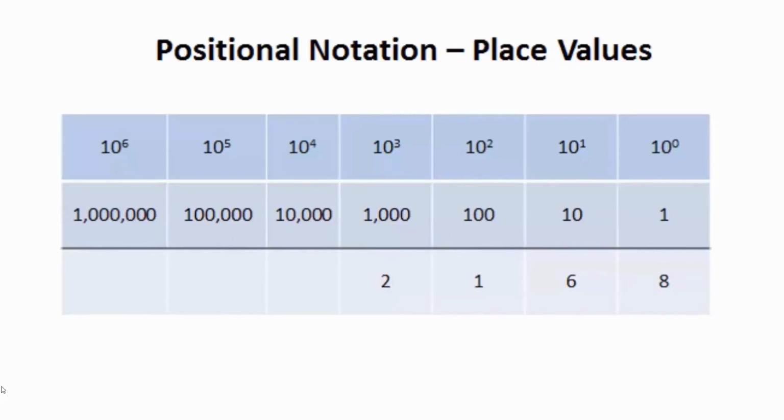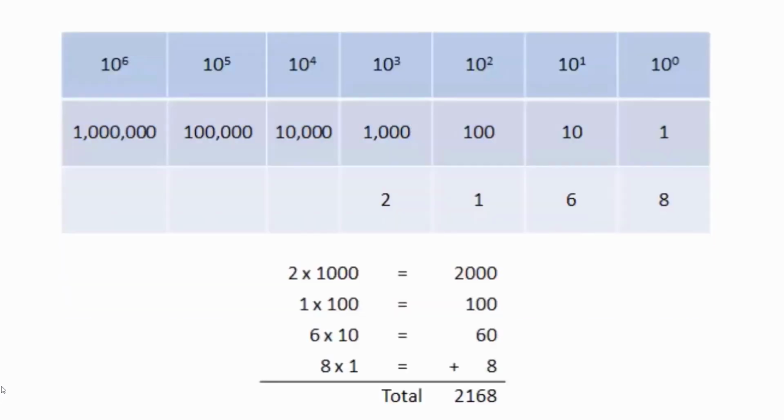If we look at the number 2168 then, in long form, we can see that effectively we have 2 1000s, 1 100, 6 10s, and 8 1s. And 2000 plus 100 plus 60 plus 8 totals 2168. This is the type of counting and addition that we learn as children.